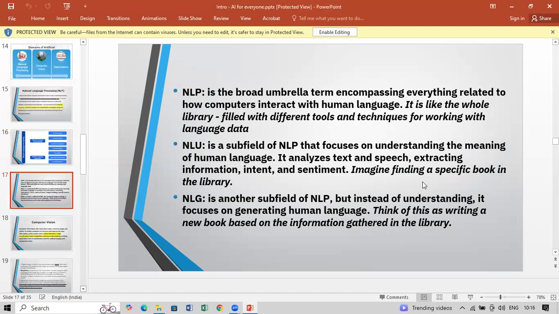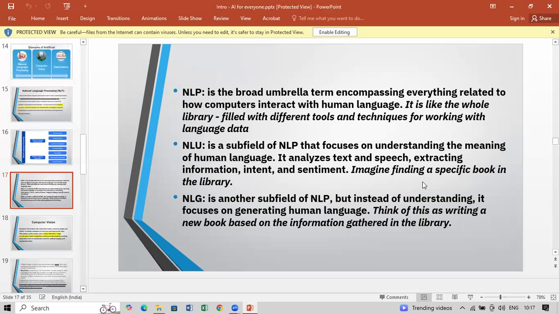Just a bit of description here. NLP is a broad umbrella term encompassing everything related to how computers interact with human language. It is like a whole library filled with different tools and techniques for working with language data. So that's the overall umbrella term we are using. When you say NLU, it's a subfield that focuses on understanding the meaning of human language. It analyzes the text and the speech, extracting information, the intent of the writing, the sentiment. So you're like finding a specific book in that huge library, which will satisfy my mood, my understanding, my sentiments. I find a book like that.